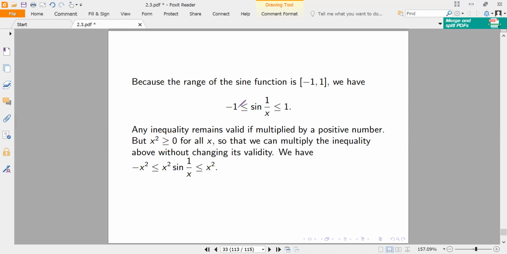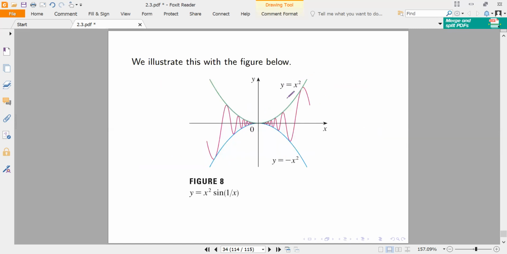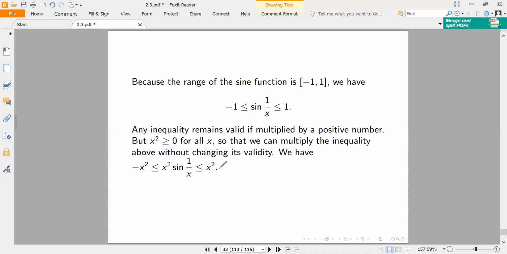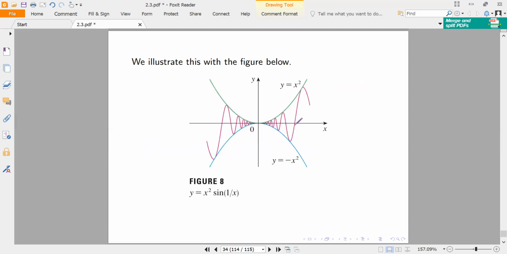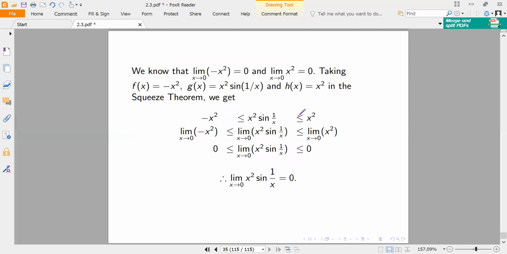So we can multiply by x squared throughout. Here, x squared is a parabola with a smiley face, and minus x squared is a parabola with a sad face. Basically it means the function x squared times sine 1 over x will be a function that is in between these two functions. I hope that part is clear.